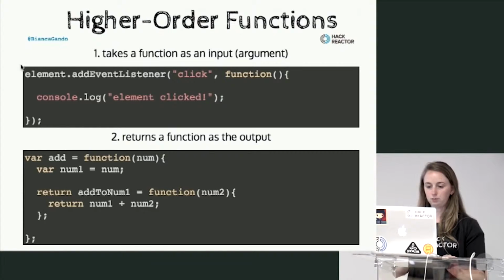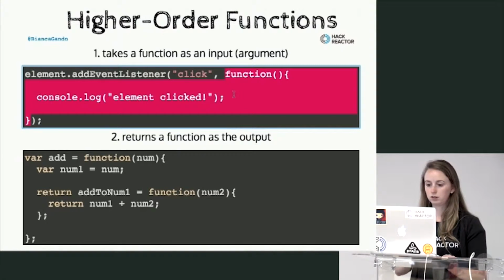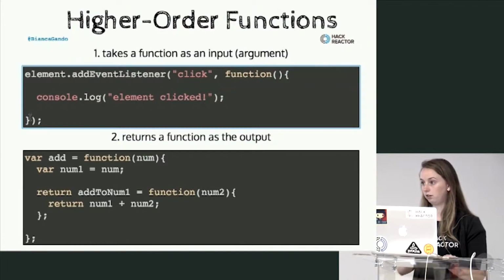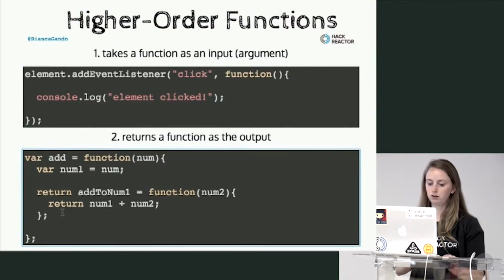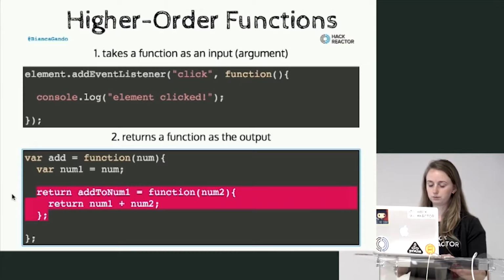So here's an example of a function taking a function as an argument. So this is adding a click event. And then the callback would be this function here. So a callback is a function as an argument. And then here, this looks familiar to us because we've just been doing it. And this is returning a function from inside a function. Cool.